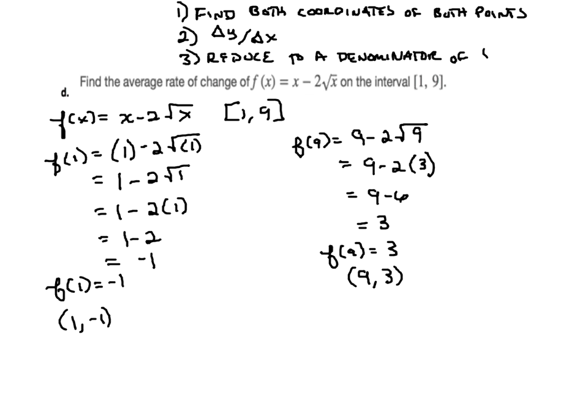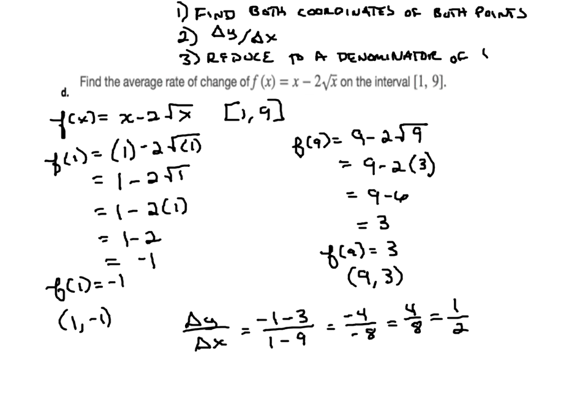When you're given just a function and an interval, you have to take that extra step of finding the coordinates of both points before you can say, okay, now delta y over delta x. So I'm going to subtract my y values: negative 1 minus 3 over 1 minus 9. That's negative 4 over negative 8. A negative divided by a negative is positive, so that's 4 eighths, and that reduces down to 1/2.